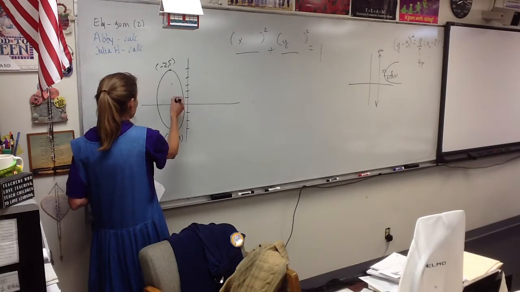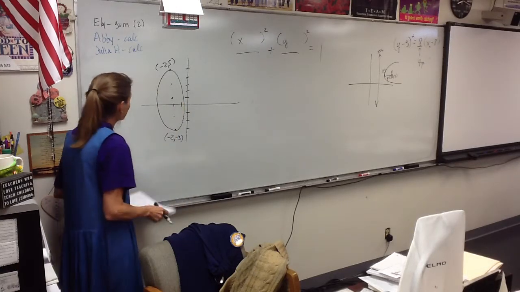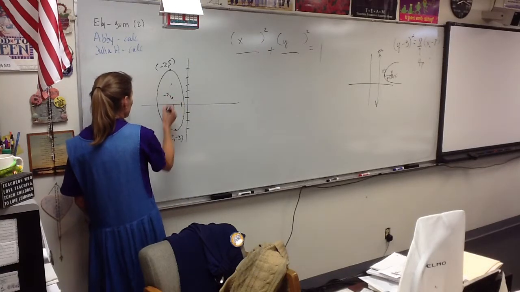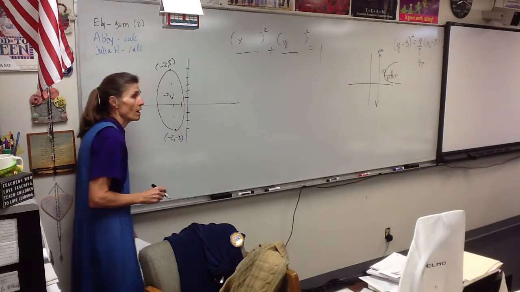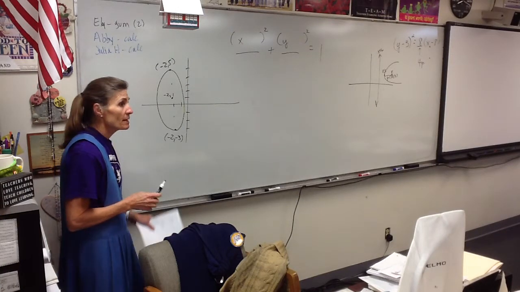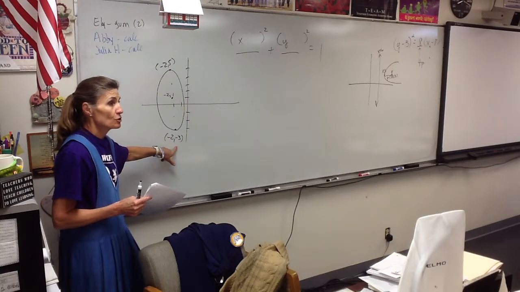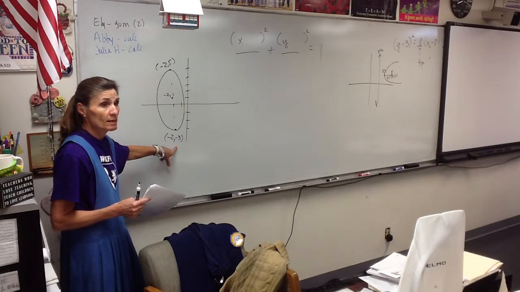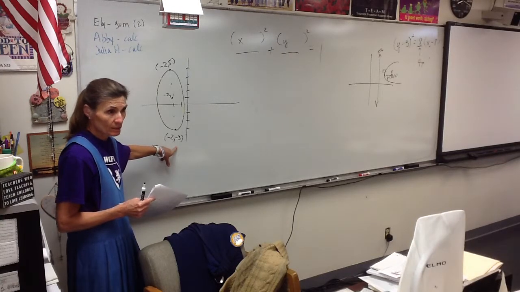Can I find my center? Yeah. My center will be negative 2, comma 1. And how did you get 1? It's in the middle. You average, you found the midpoint. 5 and negative 3 is 2, and half of 2 is 1. Or if you were using graph paper, you just counted.